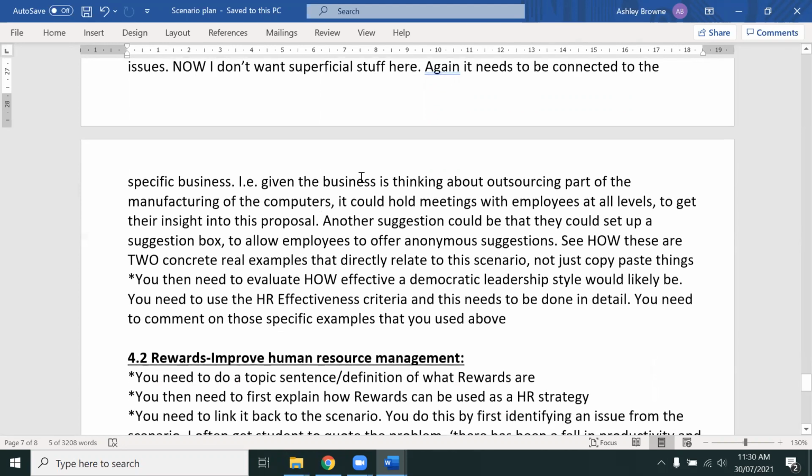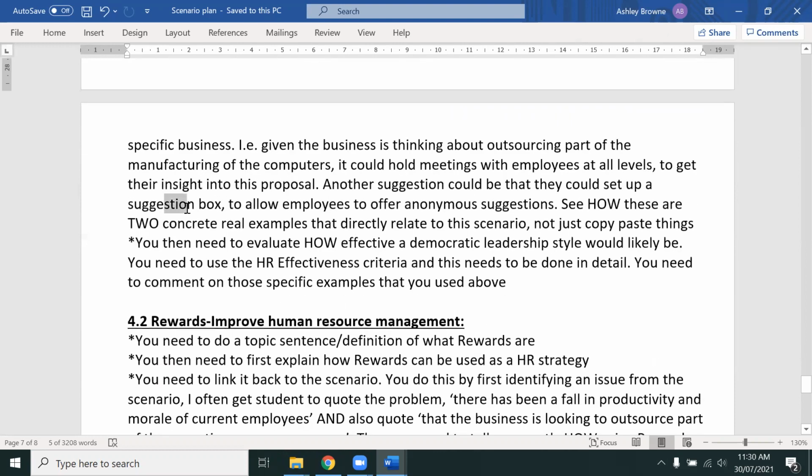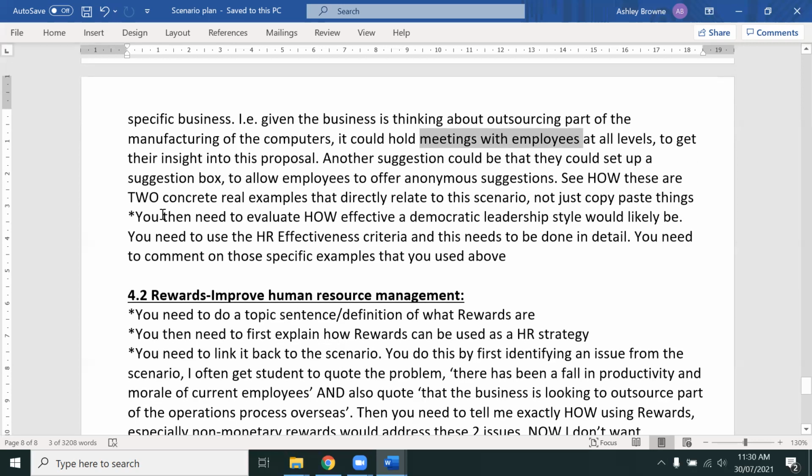Okay. Now, I've already mentioned all these sort of things. Yeah. So suggestion box is one. Holding meetings in which employees are part of is another, but there's lots of examples. Now, the bit that we didn't mention, it's an evaluation. So you need to evaluate. You must, or you'll not get a band 6, probably not a band 5, probably an A or B. They're the evaluation criteria, especially A, especially the band 6.